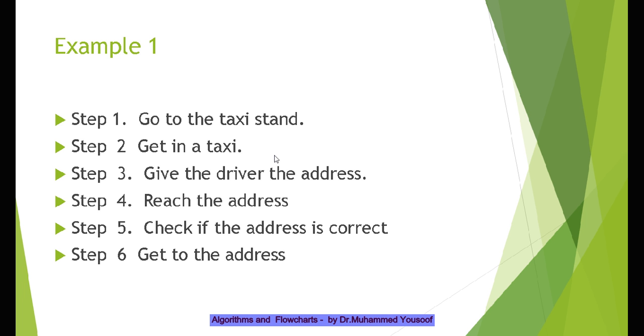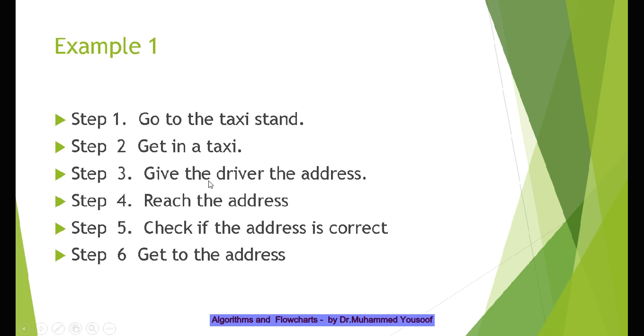Now let us look at this example here. Example 1. I want to go to a particular address by taking a taxi. So I want to go to a friend's place by taxi. Step 1: go to the taxi stand, which means go to the place where you will get a taxi. Get in, talk to the taxi driver and tell the taxi driver where you want to go.